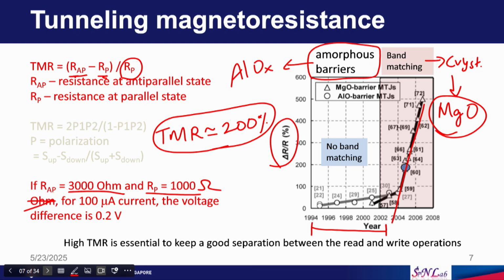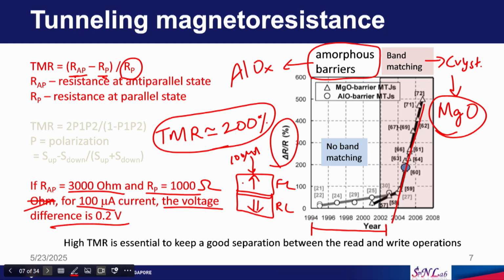Now you send the same current which I showed you before. Now you have a free layer, magnesium oxide, and a reference layer. You send a current of 100 milliampere. If you calculate the voltages and the difference, the voltage difference will be around 0.2 volt. This 0.2 volt is enough to sense 0 and 1.